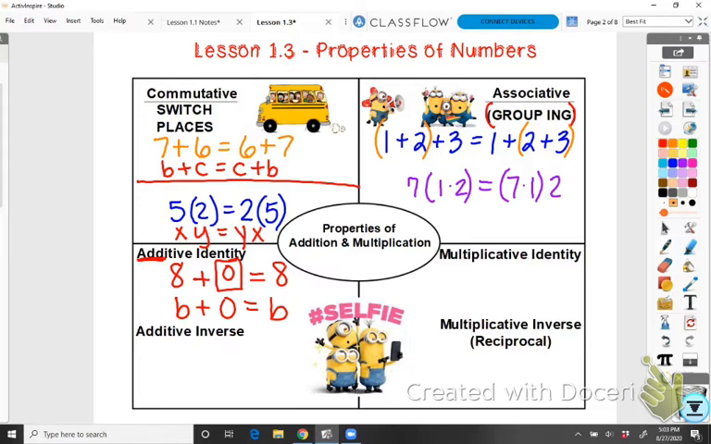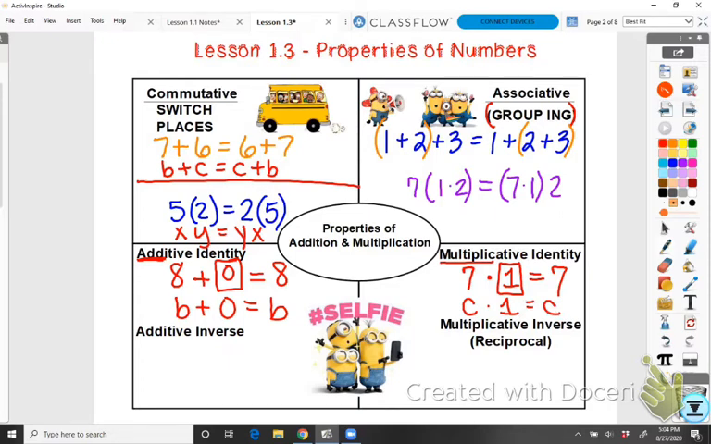Multiplicative identity, so multiplying. So how do you get the identity of a number back when you multiply? So say I had the number 7. How can I get 7 back if I multiply by some number? Well, if you multiply anything by a 1, you would get that number back. It wouldn't change it. Same with like c times a 1 is still going to give you a c.